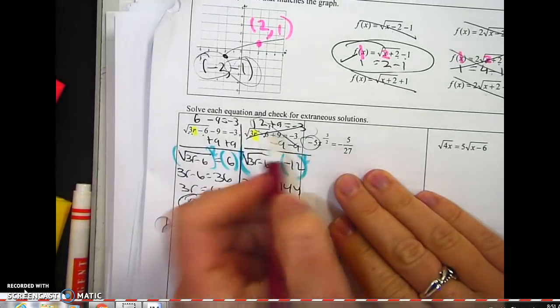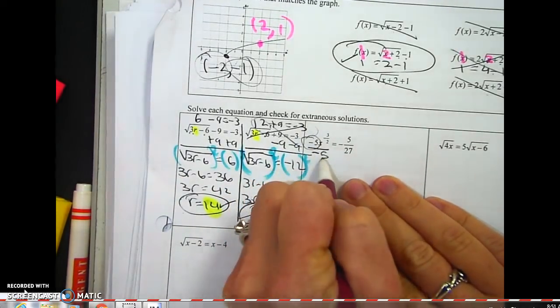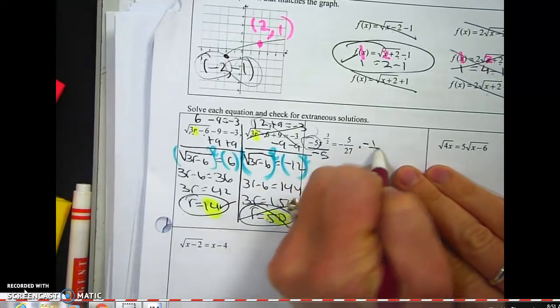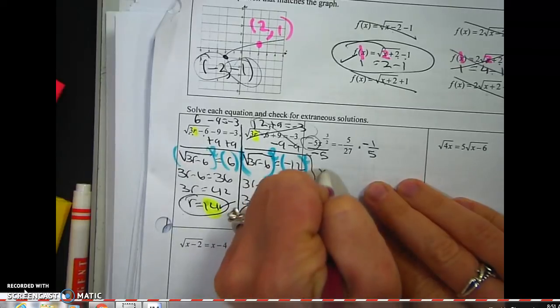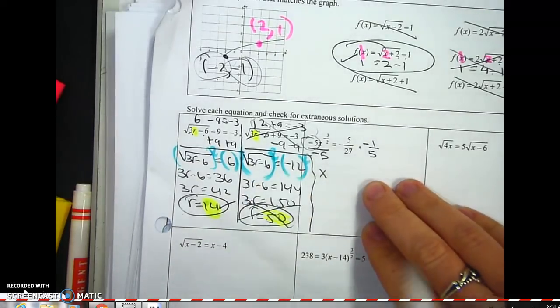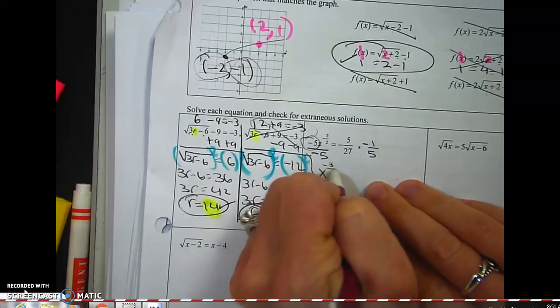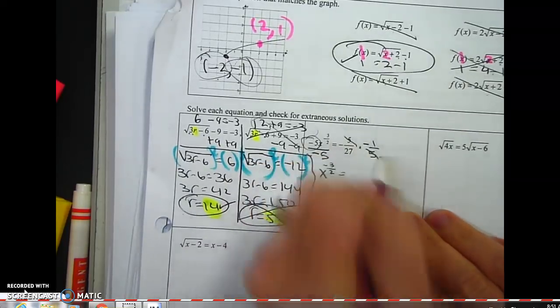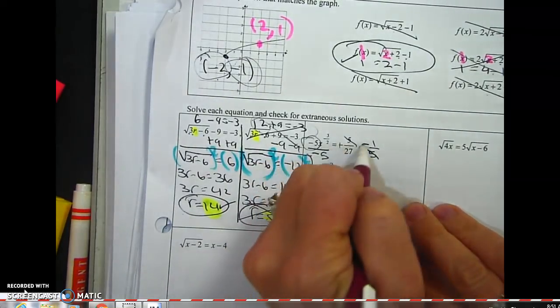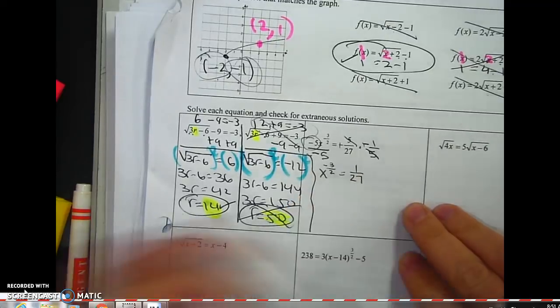So the first thing I'm going to do is get rid of this -5. Now if I'm dividing by 5, I'm really multiplying by the reciprocal. And then on the left side, I'd be left with x to the -3/2 equals 5 on top, 5 on bottom, gone. A negative and a negative make a positive. So I'm left with 1/27.